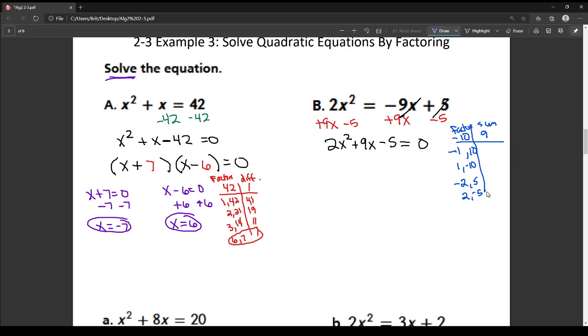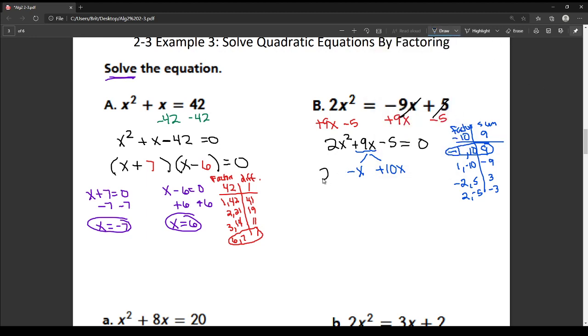So when I go to add these, okay, negative 1 plus 10 is 9. 1 minus 10 is negative 9. Negative 2 plus 5 is 3. And 2 plus negative 5 is negative 3. So the set that matches my 9 is this first set. So this 9x is going to get split into minus 1x plus 10x. Now make sure that there's a plus in between these. If this was a minus, I would need to scoot it over and put a plus there.